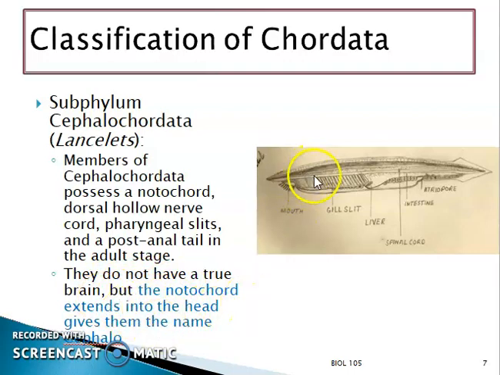which gives them the name Cephalochordata. So their notochord is extending into the head as well. That's why we call them Cephalochordata, that is, the cord is there in the head. These are organisms which live in the water, mostly burrowing in the soil on the bottom. One example is Amphioxus.